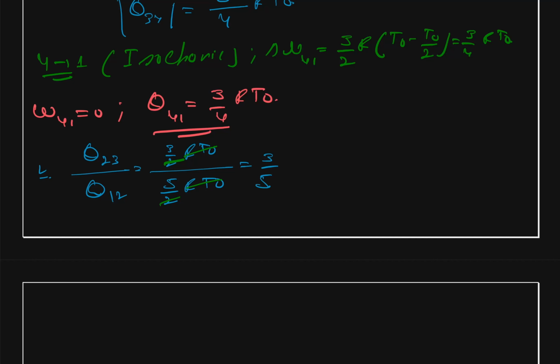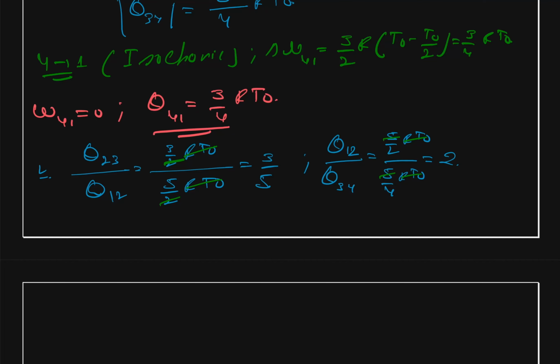We are supposed to find the ratio of 1 to 2 and 3 to 4. 1 to 2 is 5 by 2 RT naught, and 3 to 4 is 5 by 4 RT naught. So in this case, this RT naught cancels out, and the ratio comes as 2.